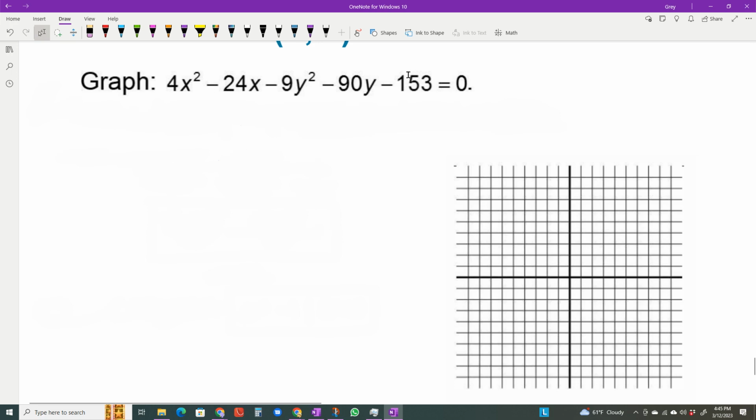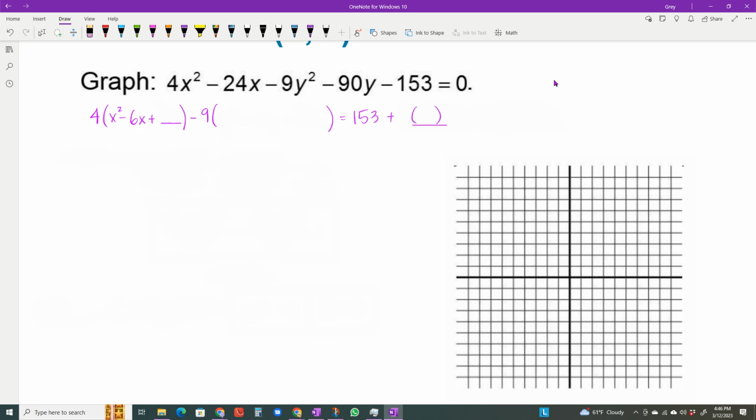That made it nice. I have to move the 153 to the other side. So my setup looks like this. I'm going to start off with factoring the 4 out of the x's. So 4 out of 4x squared is going to give me x squared. 24 divided by 4 is negative 6x. And then I'm going to do plus a blank on both sides of the equation.